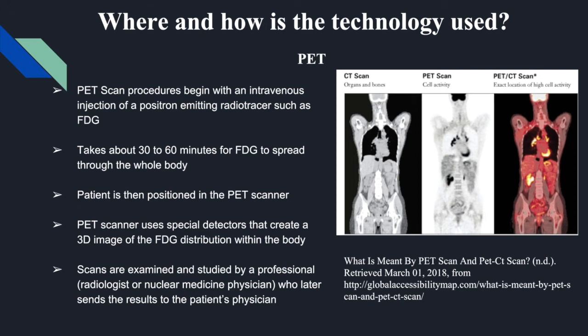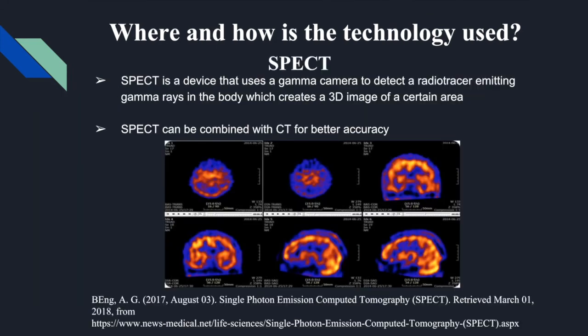Okay, let's talk about how a PET scan works. The procedure starts with the intravenous injection of a positron-emitting radiotracer such as FDG. It takes about 30 to 60 minutes to spread through the whole body. The patient, as you saw earlier, is placed into the PET scanner, and that scanner uses special detectors to create a 3D image of the FDG distribution throughout the body. Once the scans are done, they're examined and studied by a professional, like a radiologist or a nuclear medicine physician, and later they'll send those results to the patient's physician. On the right, you can see an image of a CT scan and a PET scan, and you can tell the difference.